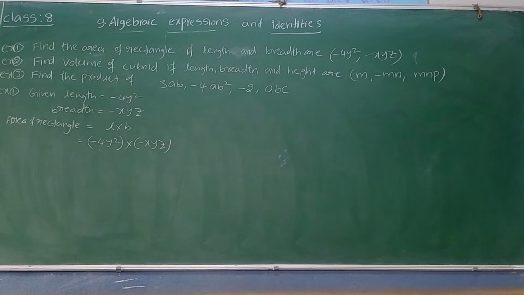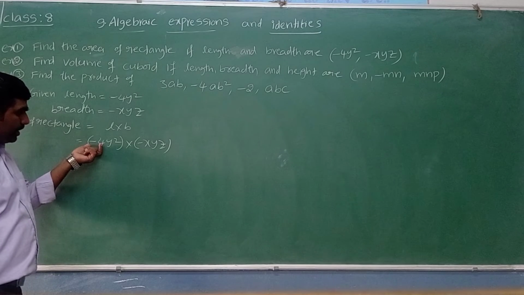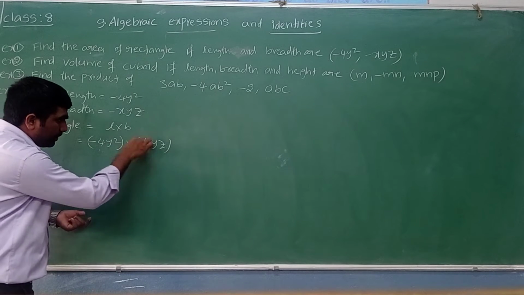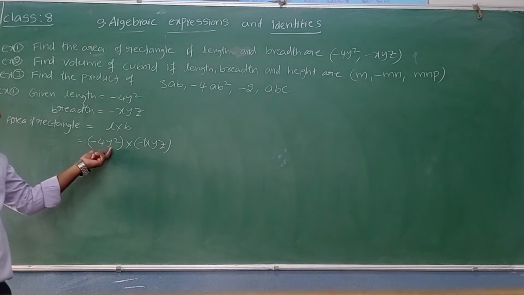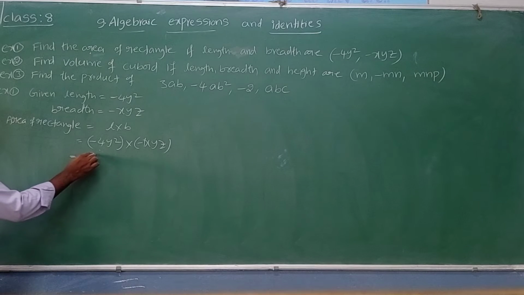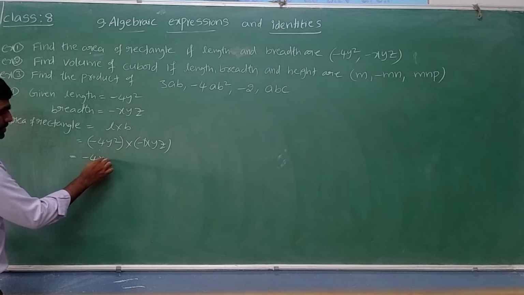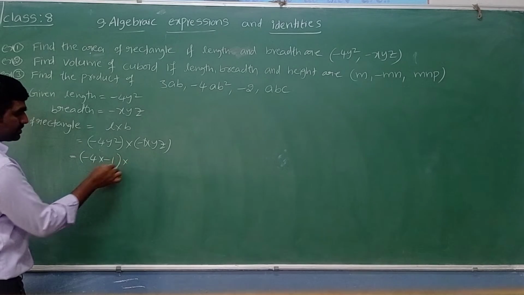We have to multiply these two monomials. Coefficient minus 4; here there is no coefficient, so we can write 1. Minus 1 is the numerical coefficient. So for multiplication of monomials, first we need to multiply the constants: minus 4 into minus 1. Multiply the constants. Then multiply the same variables.